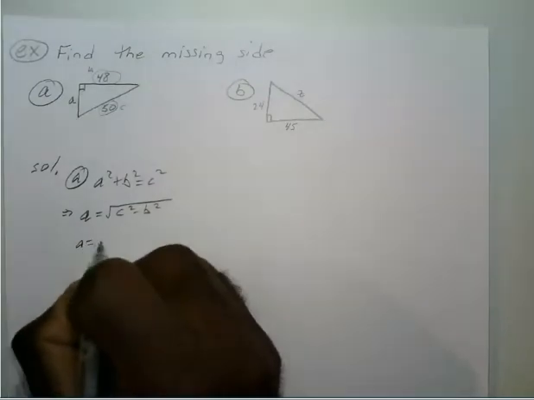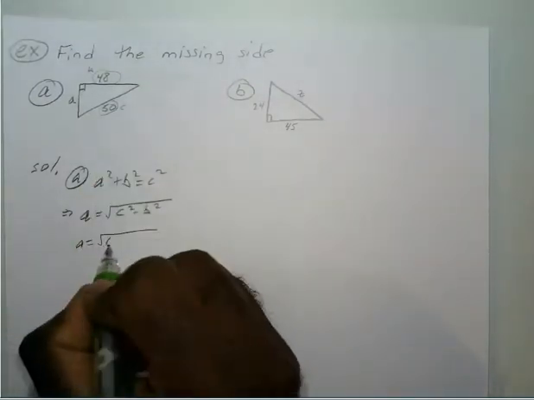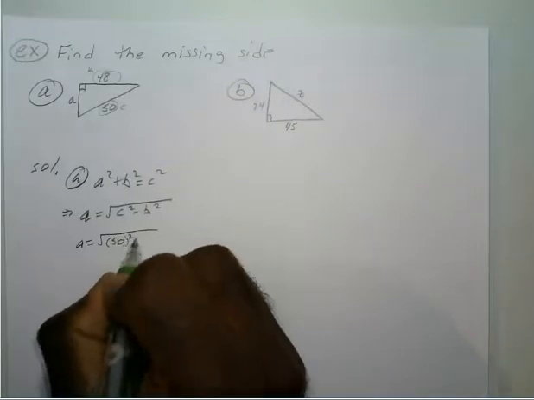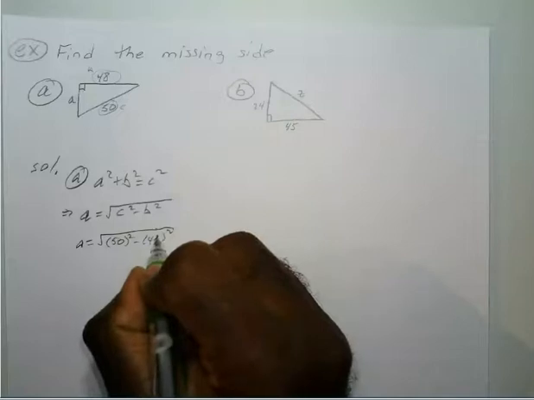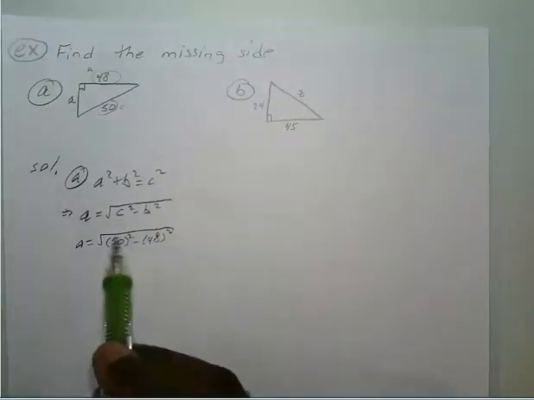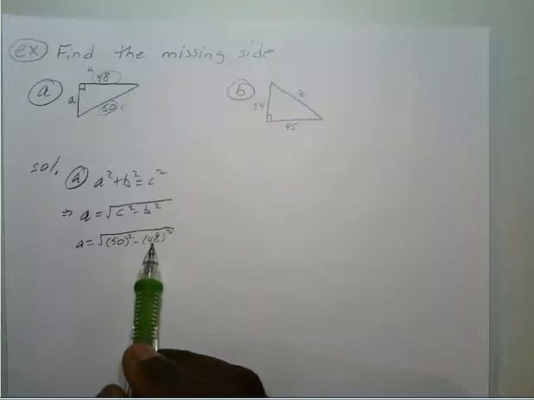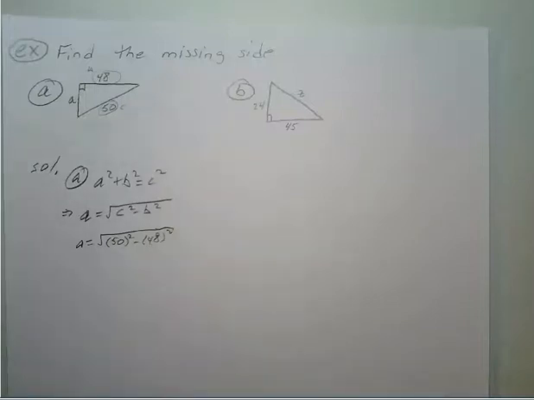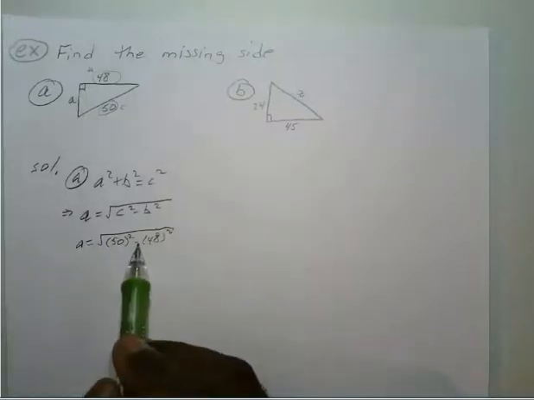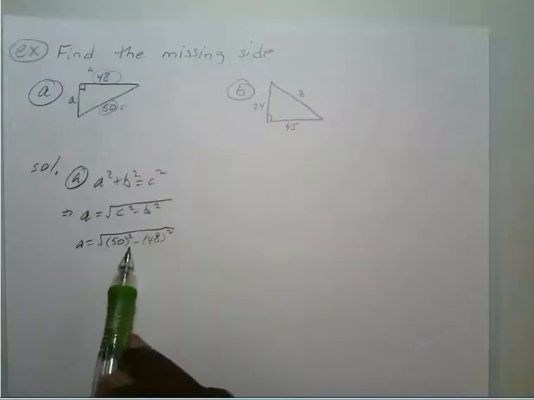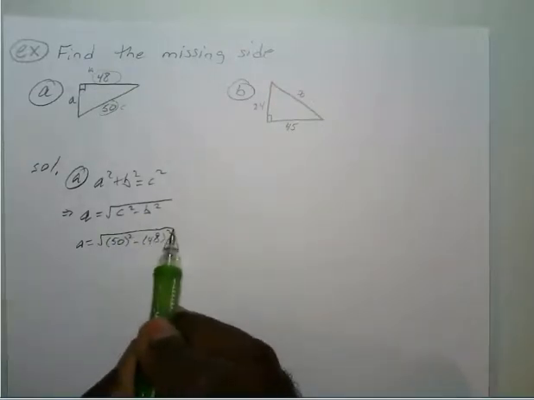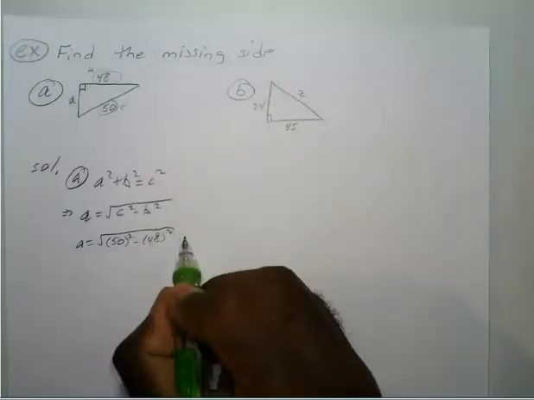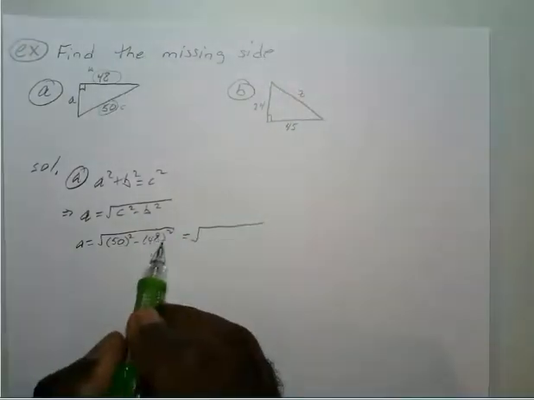So A will equal the square root of C squared, so that's 50 squared, minus B squared, so minus 48 squared. Okay, so remember, the squares are only canceled out by the square root if there is just a single term, or if it's just multiplication. You can always tell a term by the plus or minus sign. If you have a plus or minus sign, it's more than one term. So because you have two terms, you can't just cancel the square root and the square. Here you just have to simplify what's inside.